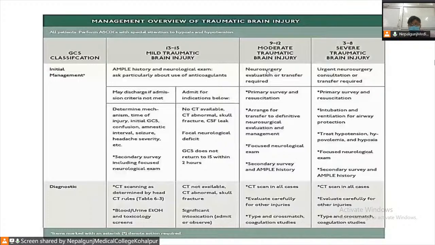In moderate injury, neurosurgical evaluation is required, and this is usually done after the primary and secondary survey and resuscitation, and we arrange the transfer for definitive neurosurgical evaluation and further management. So this is done by neurosurgery, and if it is severe, where the patient is dying, first primary resuscitation, and then we need urgent neurosurgical consultation.